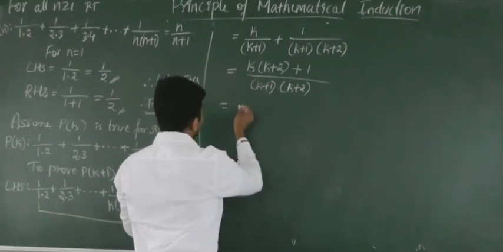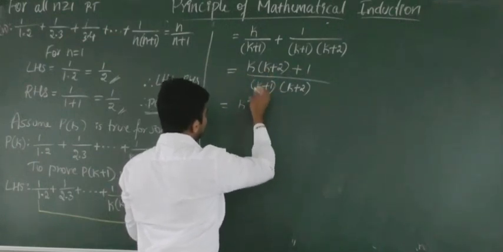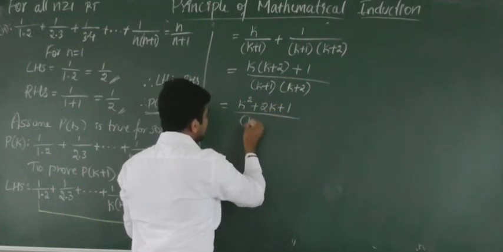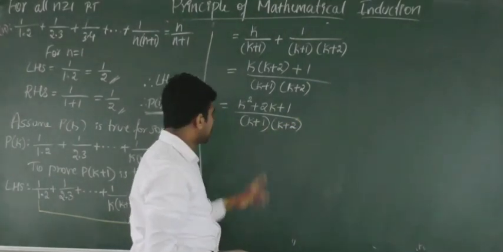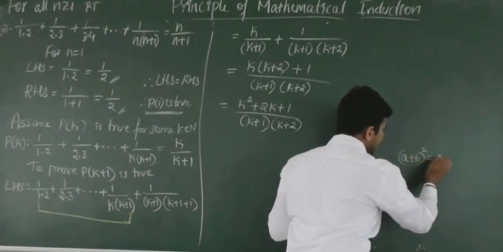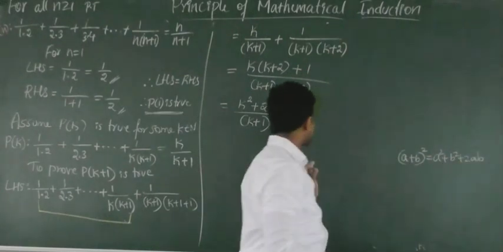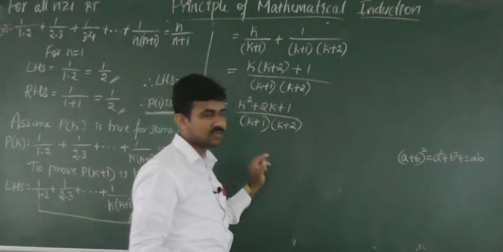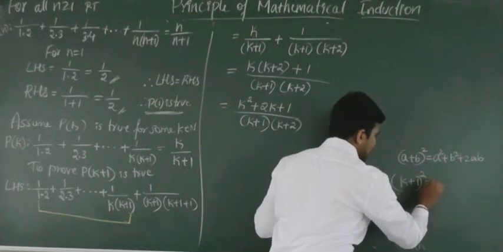To simplify: k into k is k square, k into 2 is 2k, plus 1, divided by k plus 1 into k plus 2. But we know by the result that a plus b whole square is a square plus b square plus 2ab. In the same way, k square plus 2k plus 1 is nothing but k plus 1 whole square, isn't it?